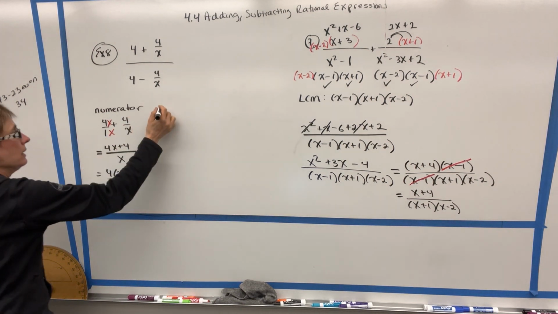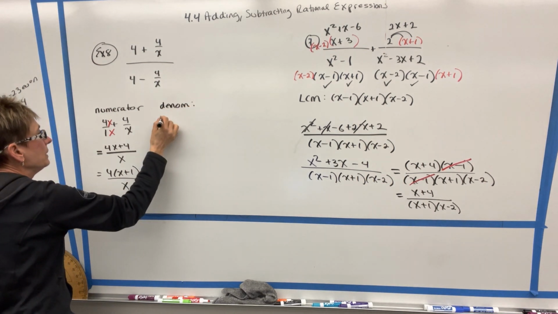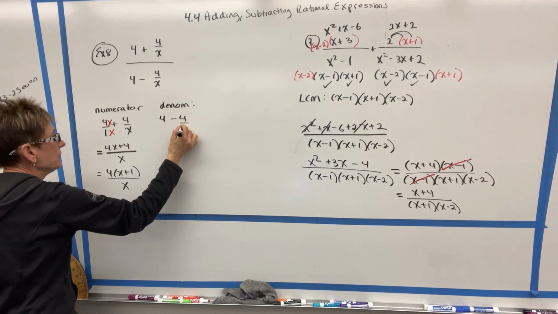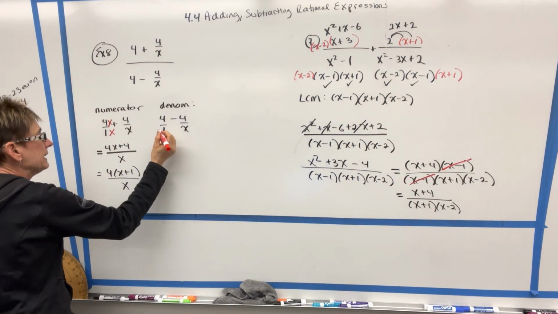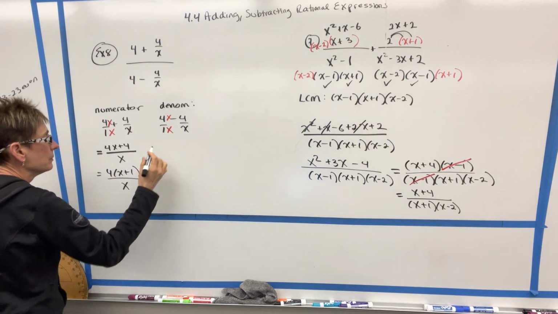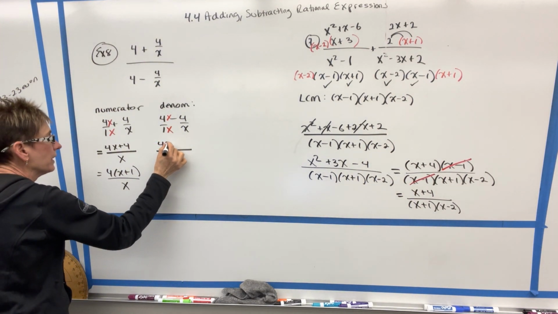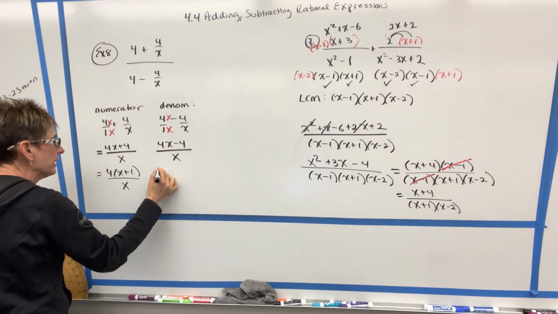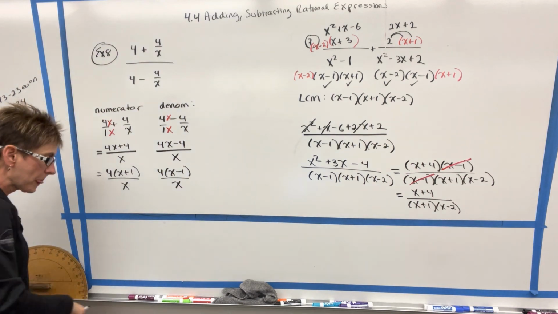Okay, let's go ahead and look at the denominator. With the denominator, I've got 4 minus 4 over x. Again, I'm going to put a 1 here. I need to add or subtract by making the denominators the same. I'm going to have x for my denominator and 4x minus 4 for my numerator. Notice that this is 4 times x minus 1.